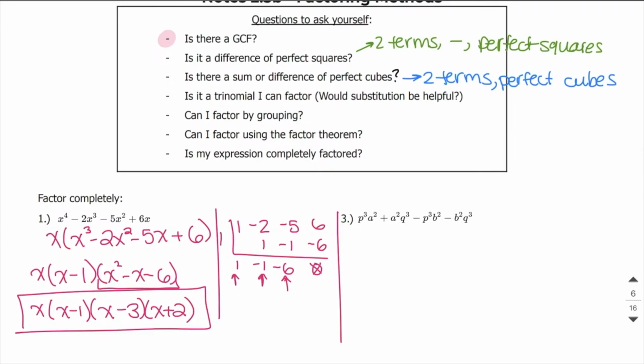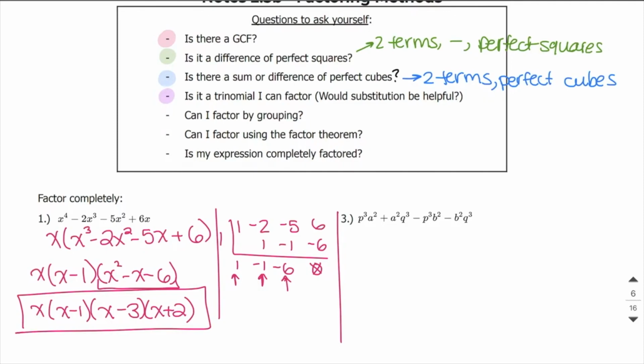Then I'm going to ask myself, is it a difference of perfect squares? It's not, because it's definitely a lot more than 2 terms. Then I want to know, is this a sum or difference of perfect cubes? Also not, because it's definitely more than 2 terms still. Then I want to know, is this a trinomial that I can factor? It's not, because it's not 3 terms.